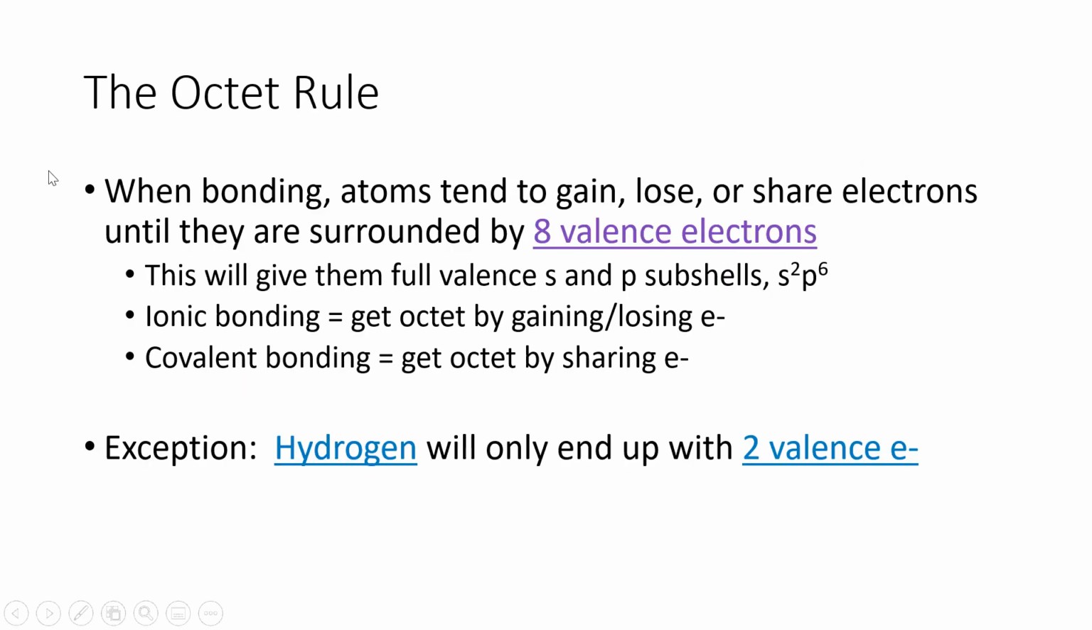All right, a reminder, the octet rule. And we will later go through that there are actually exceptions to this octet rule. But for right now, we're just going to talk about the octet rule because in general, it's a good rule that most often gets followed. The octet rule is that atoms tend to gain, lose, or share electrons when they're bonding until they are surrounded by 8 valence electrons. And that corresponds to having full s and p subshells. That's where that number 8 comes from, it is s2p6.